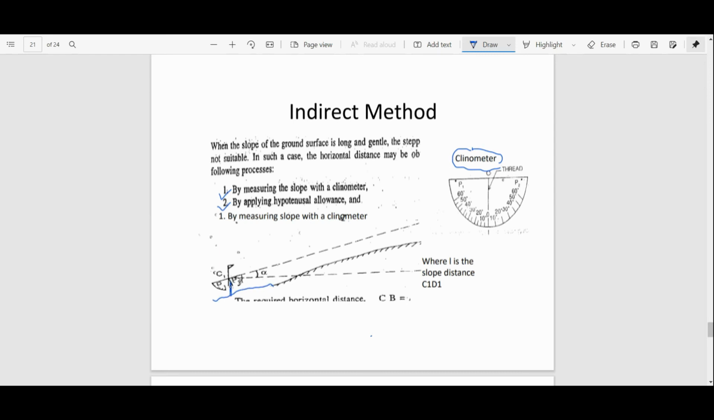Now in this case, suppose this is the ground, and suppose this is a point on the ground and it is C, and this is a point at a higher elevation and this point is B. Now CB is on an inclined ground, but we require the horizontal distance between C and B. So this is the horizontal distance, basically CB. Now in this case what we can do is measure with the help of a chain the slope distance between these two points C and B. We just lay down the chain directly and we get the value of L.